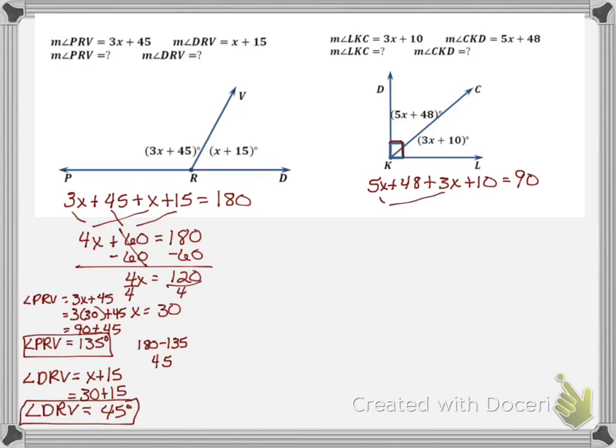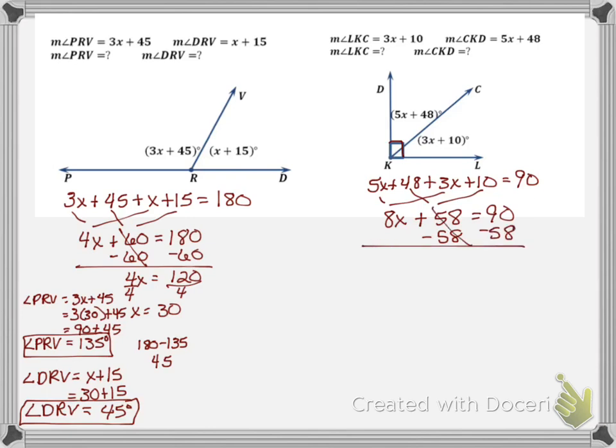Combine like terms. Now, the way to tell that we combine like terms is that we have the variables on the same side of the equal sign. We do not subtract 3x on the same side of the equal sign. So this becomes 8x. We can still combine the 48 and the 10, and so we have plus 58 equals 90. Subtract 58.